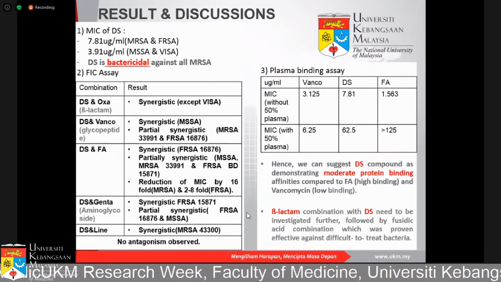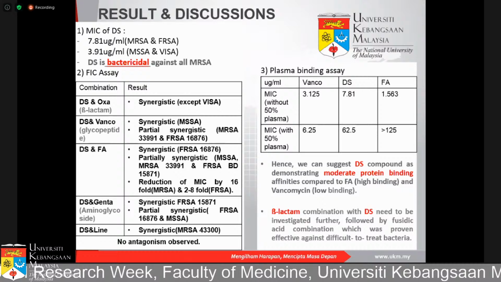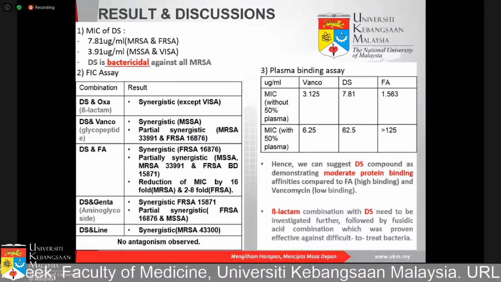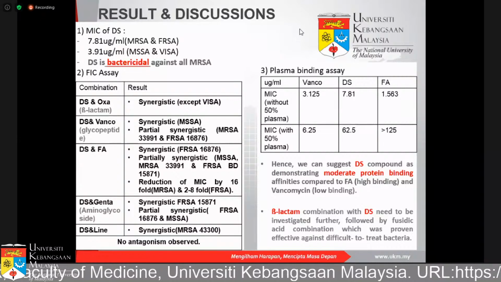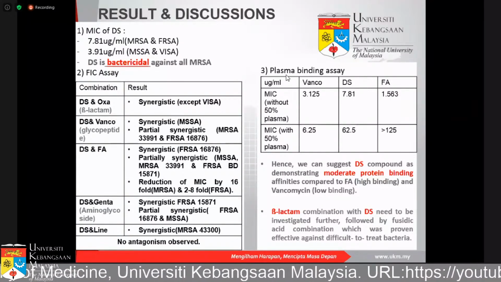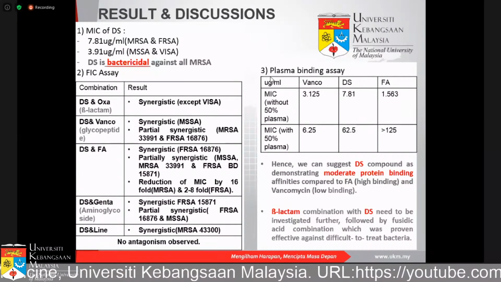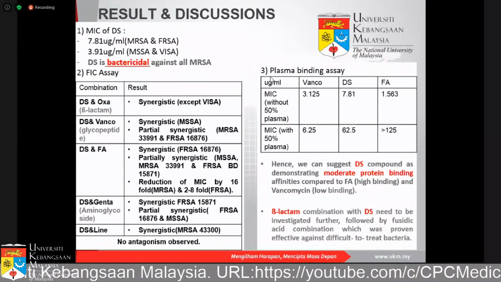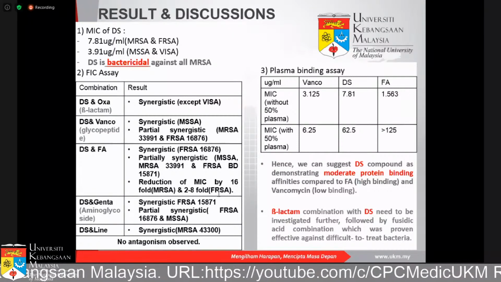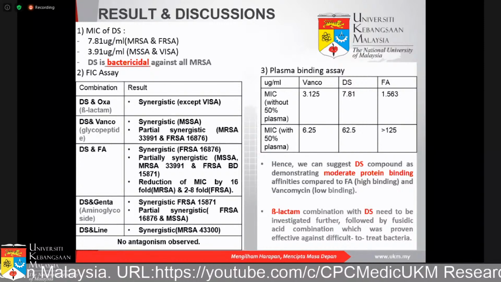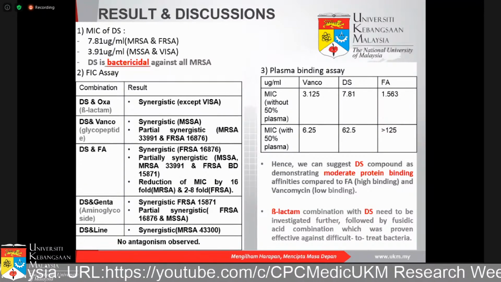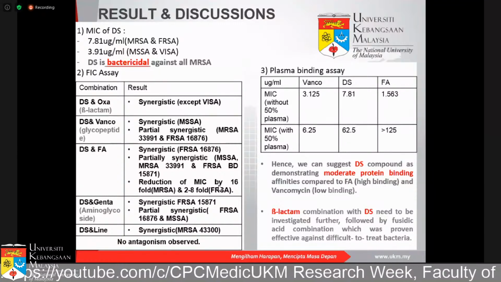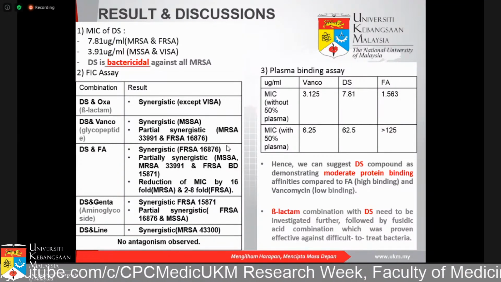Okay, I just wonder, with your DS and Vanco combinations, why do you get only partial synergy on MRSA? What is the antibiotic used for MRSA infections? For Staphylococcus, generally vancomycin is being prescribed. Not for Staphylococcus, generally for MRSA, right? The MSSA we use, generally for the whole Staphylococcus infection.